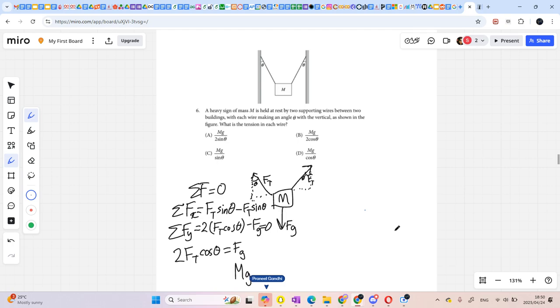Now we can easily isolate FT. We divide by 2 cosine theta on both sides, and we get that FT equals Mg over 2 cosine theta.